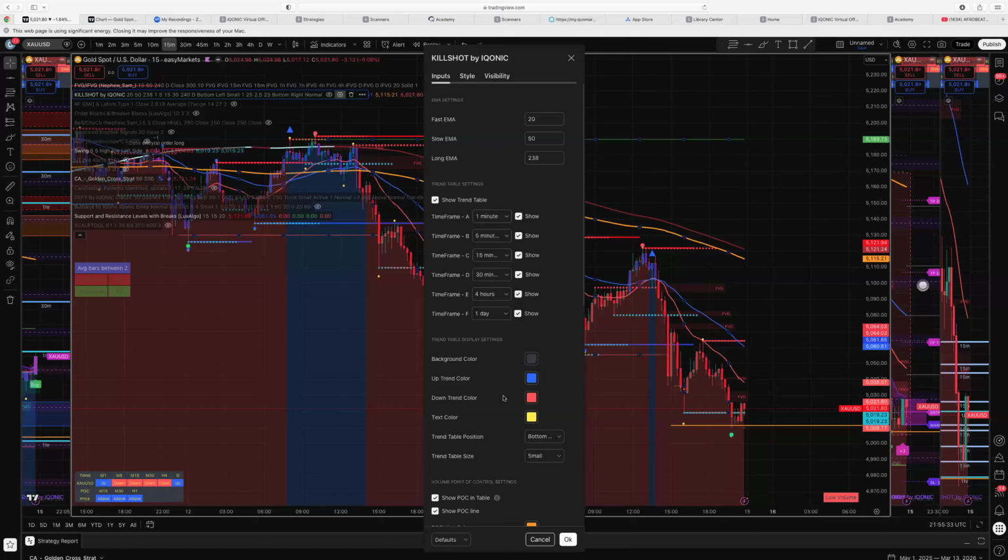Now, just to go into the kill shot settings very quickly, you have your EMA settings here. So, Bernadette, make sure that you have your EMAs set here. So you can see, you can't see anything. Oh, what? Why? I don't know why it does that every single time. Let's go back. Can you see it now?